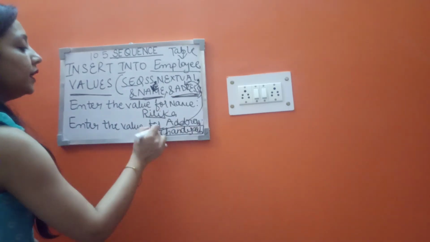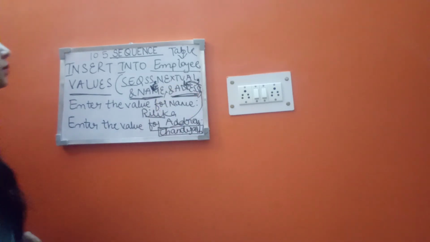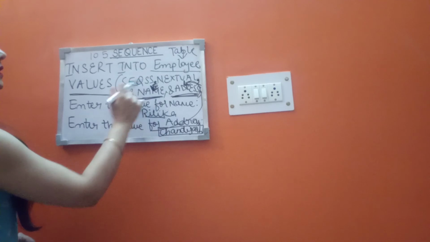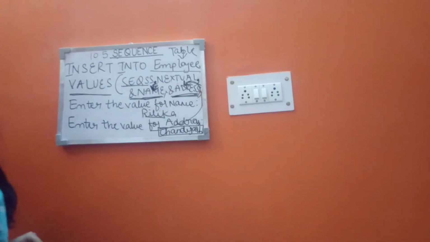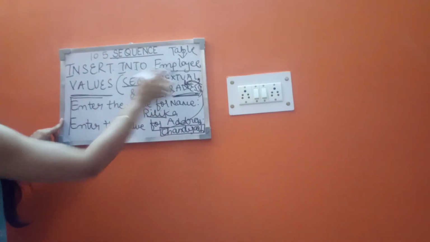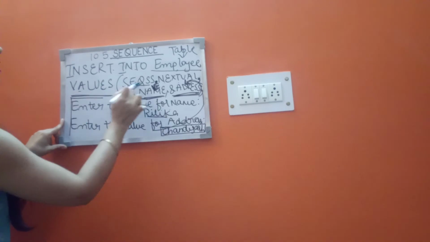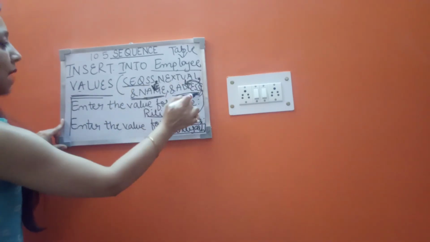What is the value for address? Chandigarh will be stored in the address variable, and seqss, the name of the sequence, dot nextval, will give the next value for the sequence. So this is the output of the execution of this query. You say insert into employee, what values? Values seqss dot nextval, comma, ampersand name, comma, ampersand address.